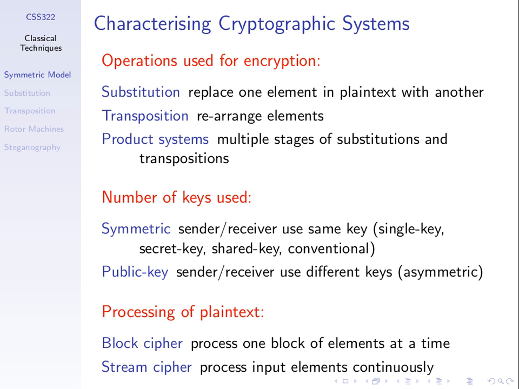Another way that we classify different ciphers is on how much plaintext they operate on at a time. And we can talk about a block cipher and a stream cipher. Basically, a block cipher takes a block of, say, 64 bits or larger of plaintext, encrypts, and then takes the next 64 bits or larger and encrypts. It takes a block of data at a time and encrypts. A stream cipher operates on smaller elements, 1 bit or 1 byte at a time, and encrypts continuously.